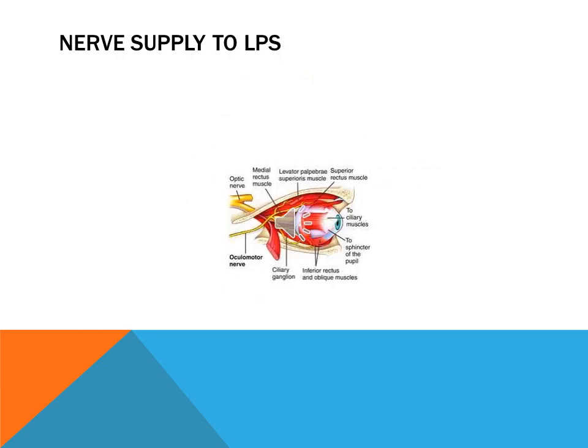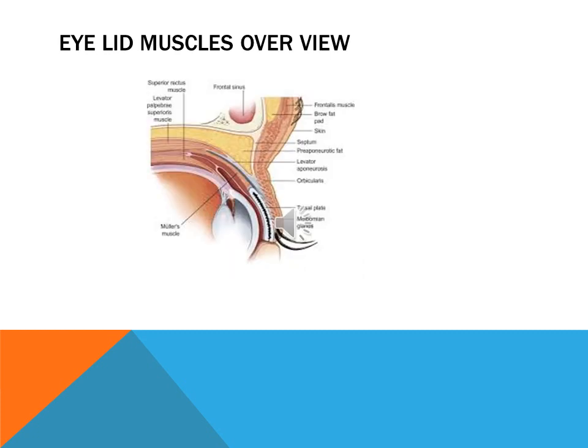The most important part of the eyelids are their functions. They serve as curtains to the eyeballs, by blinking. This is the picture showing the eyelid muscles and their relations as an overview. So we can see here the orbicularis oculi and the levator palpebrae superioris and their relation.